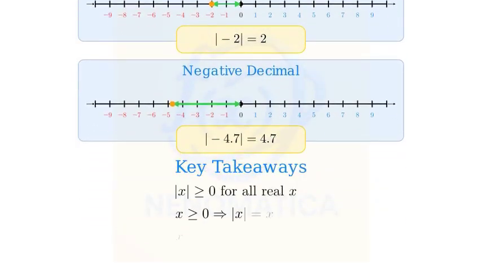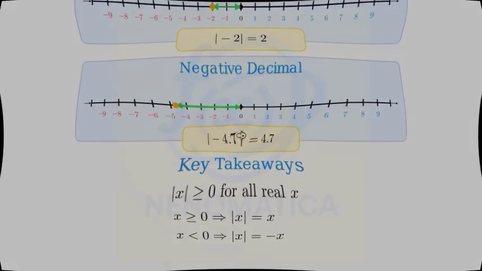Summary: absolute value measures distance from 0. It is never negative. If x is non-negative, the absolute value of x equals x. If x is negative, the absolute value of x equals negative x.